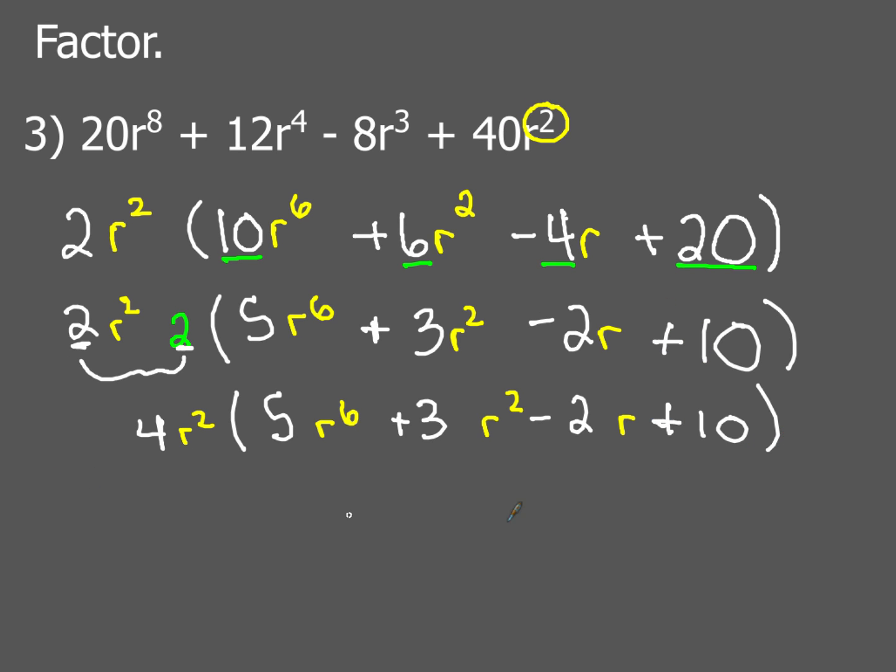So your final answer, when you're all done, you'll still get 4r squared times the quantity 5r to the 6th plus 3r squared minus 2r plus 10. So either way you slice it or dice it, you'll get there. Just take your time and double check your work.